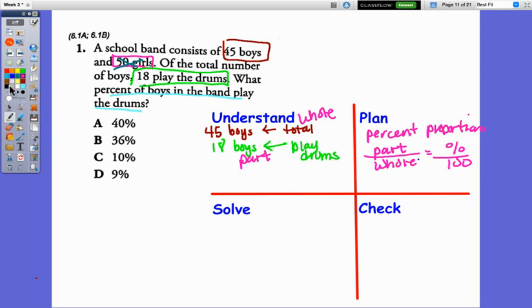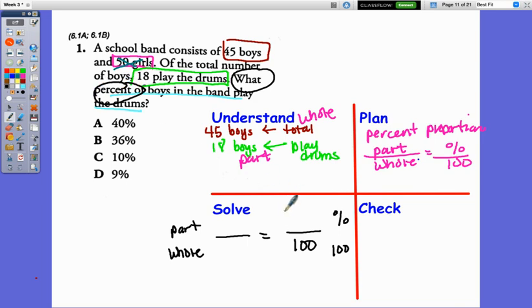So I'm going to go ahead and solve this by creating a proportion. I have part to whole equals percent over 100. And I'm going to write that 100 in there because that 100 never changes. We are looking for, it says what percent, so this is my missing spot right here. My part is the number of boys that play drums, so 18 boys play drums is my part. My whole is my total number of boys, which is 45.